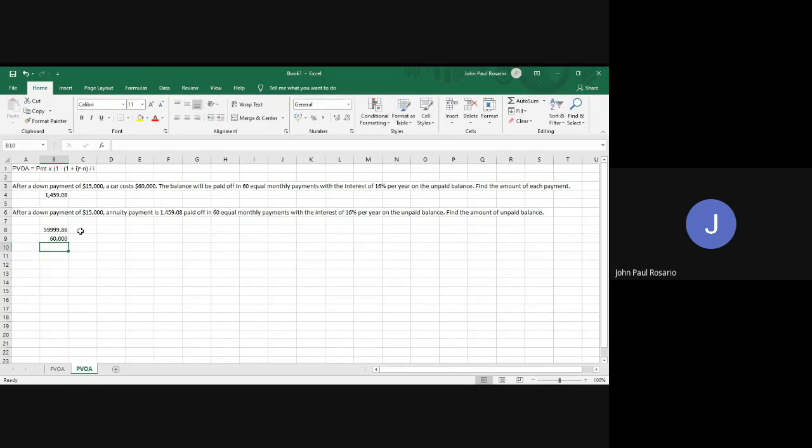Try to calculate using your calculators if you can get 59,999.86. Okay, now the question here is, what if the unknown is the payment? Can somebody chat me the formula for payment?